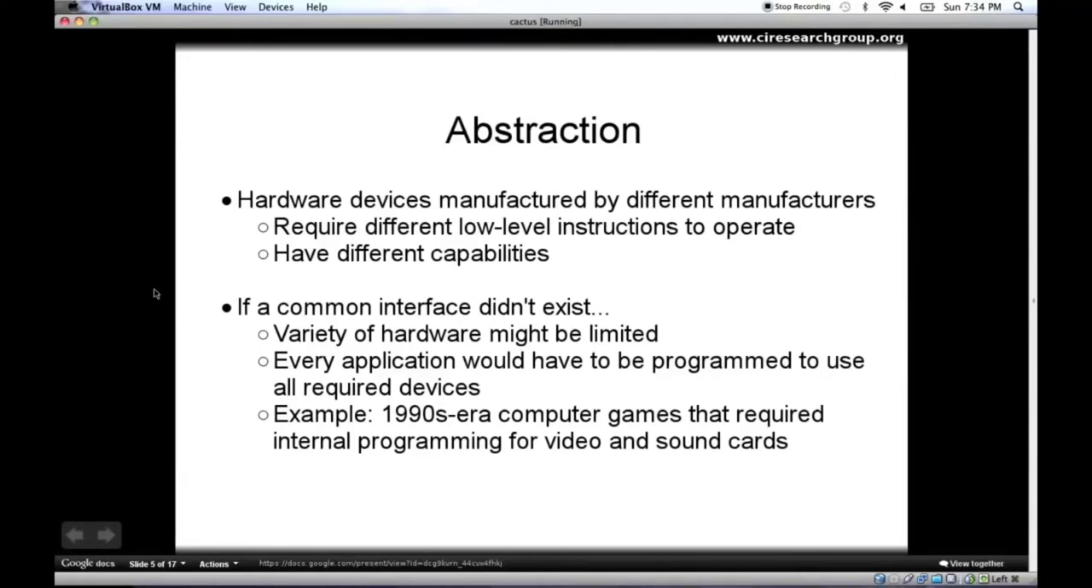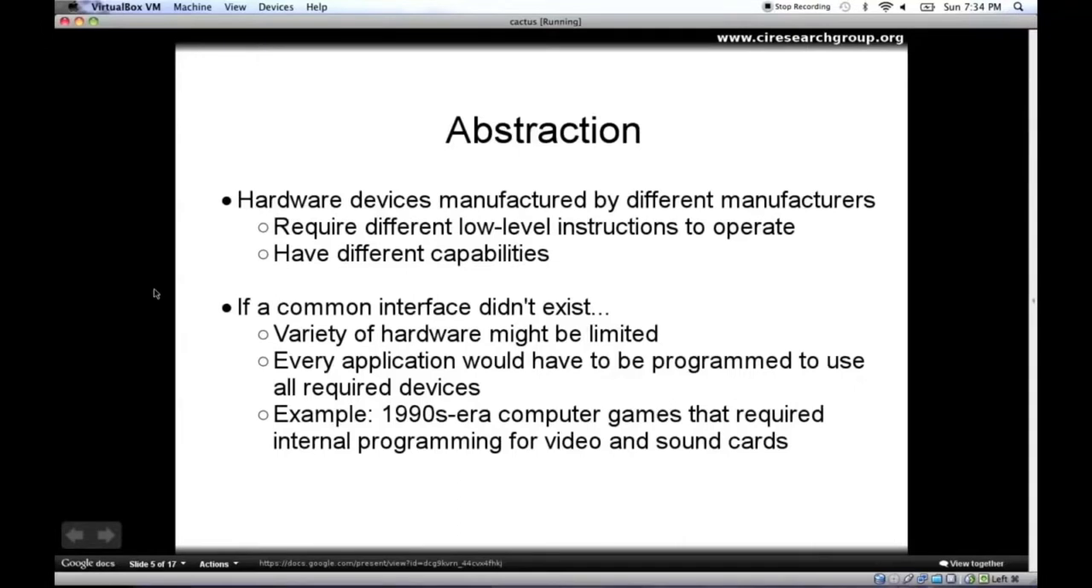Now, the abstraction features of the operating system allow hardware devices manufactured by different manufacturers to have the same interface within software for applications to use. These hardware devices all have different low-level instruction sets. They all have particular capabilities, features, and details that are unique to each hardware device.